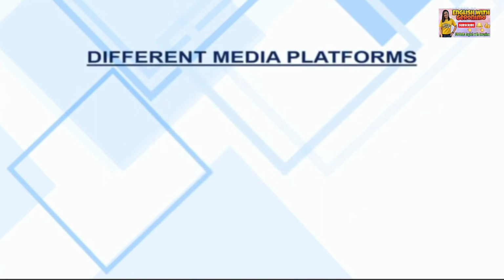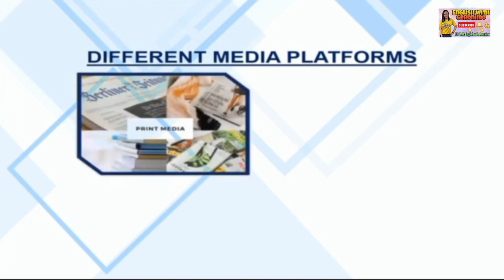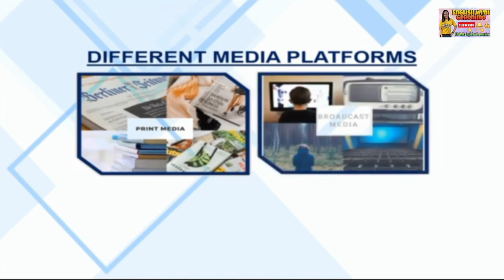Today we are going to discuss the different media platforms. There are 3 different types of media platforms. Print media. This includes newspapers, magazines, books, banners, flyers, and brochure. Another is the broadcast media. Under this type, we have television, radio, cinema, and video advertising.